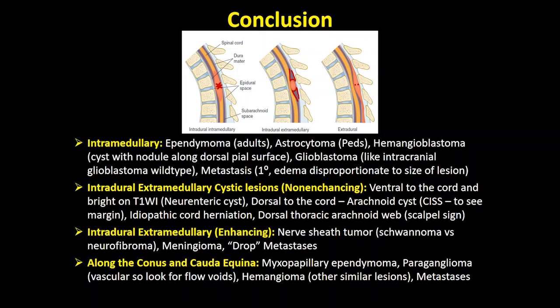If you have enhancing intradural extramedullary lesions, number one diagnosis, nerve sheath tumor, especially when associated with widening of the neural foramen. Other differential diagnosis to consider, meningioma and sometimes metastasis. For lesions living in and around the conus and the cauda equina, Myxopapillary Ependymoma is number one. You can consider paraganglioma if it looks vascular and shows flow voids, hemangioma if there are other lesions seen that are vascular, and of course metastasis in the appropriate clinical setting.